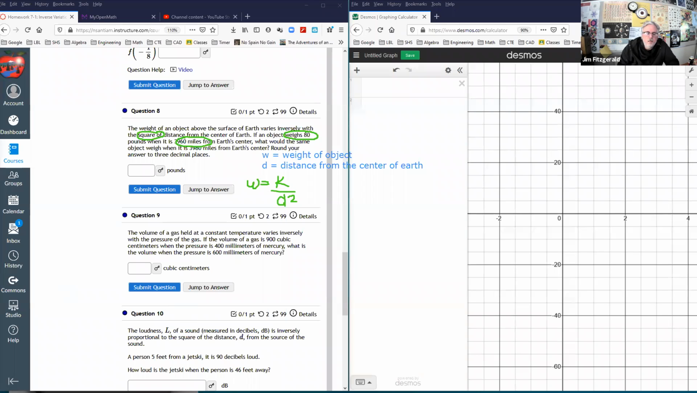Okay, so 9 and 10 are kind of the same way. They're going to tell you what kind of relationship it is, whether it's an inverse with the variable or inverse with the variable squared. So here, the volume of the gas varies inversely with the pressure of the gas. So volume and pressure are going to be our variables. So V is going to be equal to K over P.